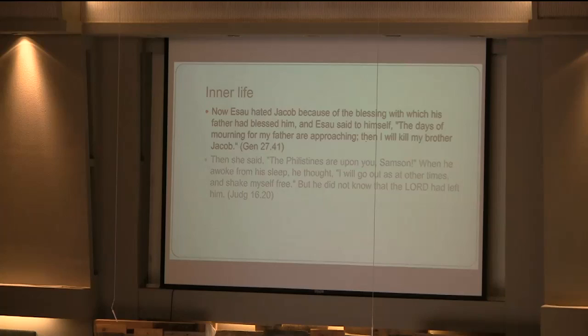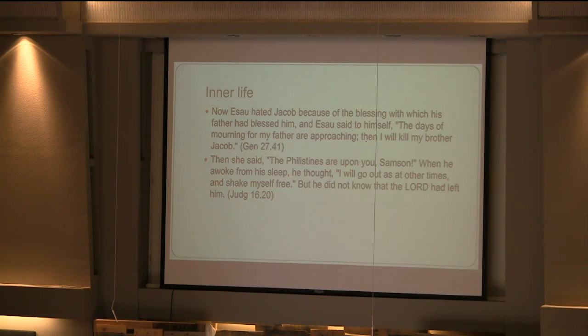A verse that we looked at in the first session, with Delilah and Samson. She said, "The Philistines are upon you, Samson." And when he awoke from his sleep, he thought. He doesn't say this out loud, but the narrator takes us into the mind of Samson. What is he thinking? "I will go out as at other times and shake myself free." What does that inner statement of Samson tell us about him? Well, at least it tells us he has become complacent.